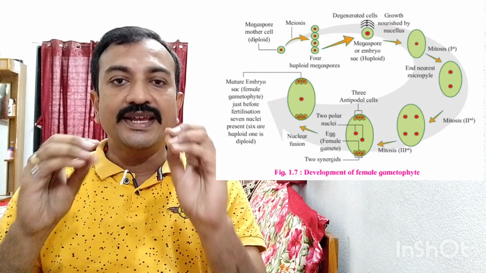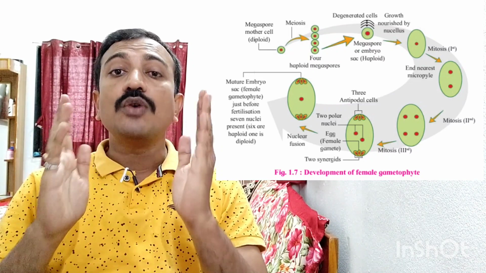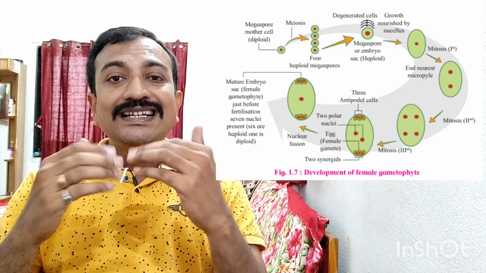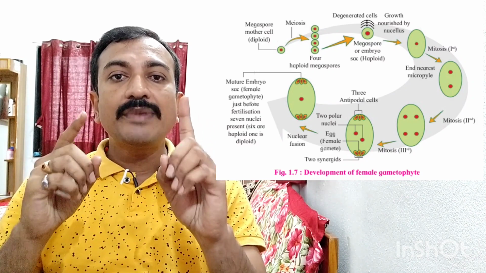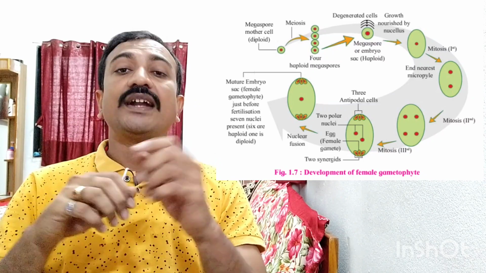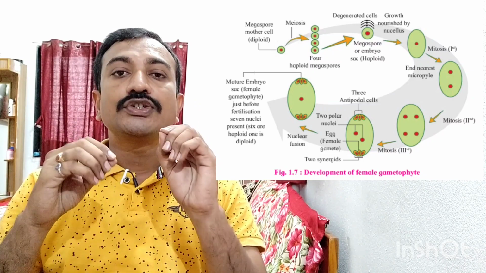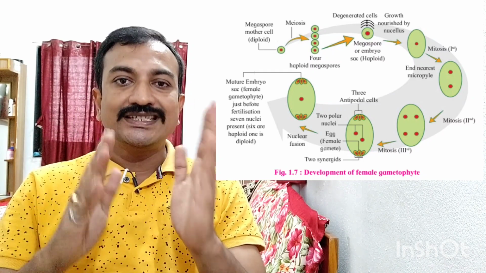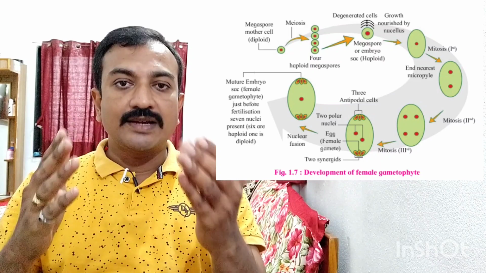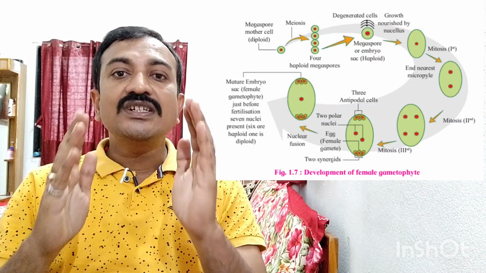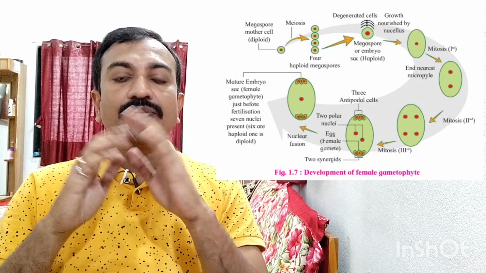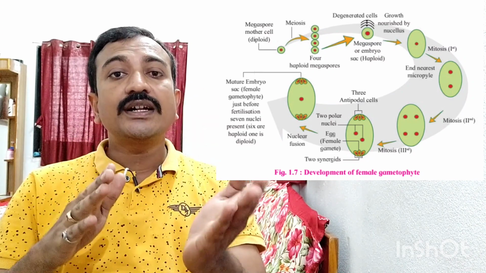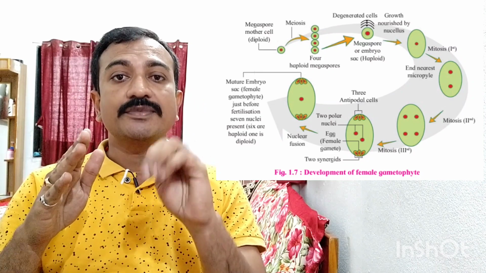that are called megaspores. But out of those 4 megaspores, the upper 3 megaspores degenerate and only 1 megaspore remains there, and that remaining megaspore is called the functional megaspore. And that functional megaspore is the initial cell of a female gametophyte, or we can say that the functional megaspore develops into the female gametophyte. So that functional megaspore further divides mitotically 3 times.